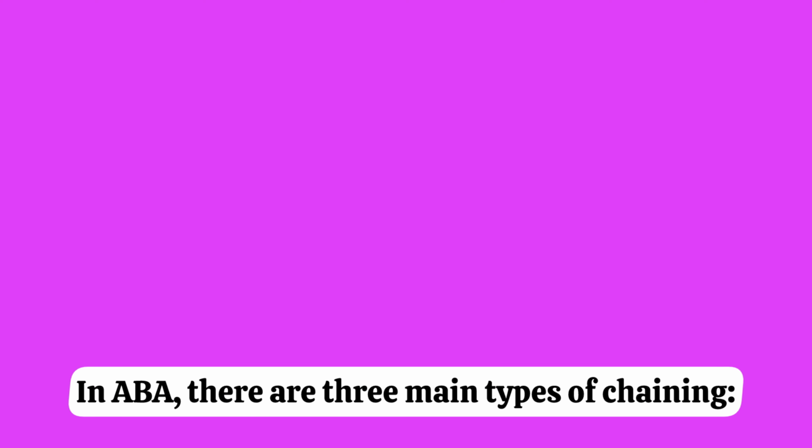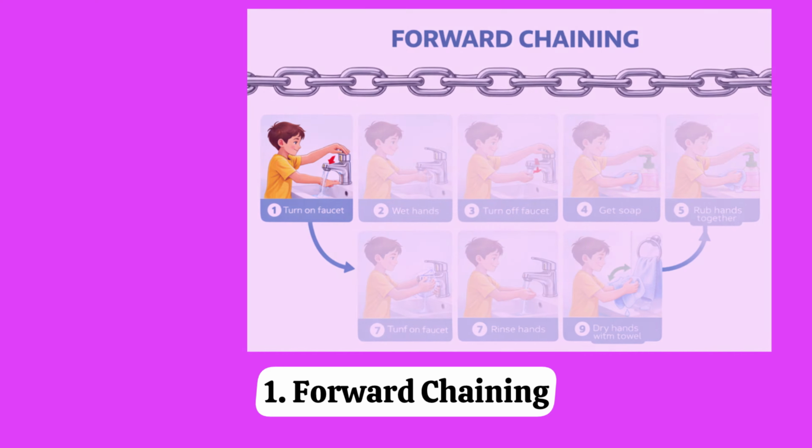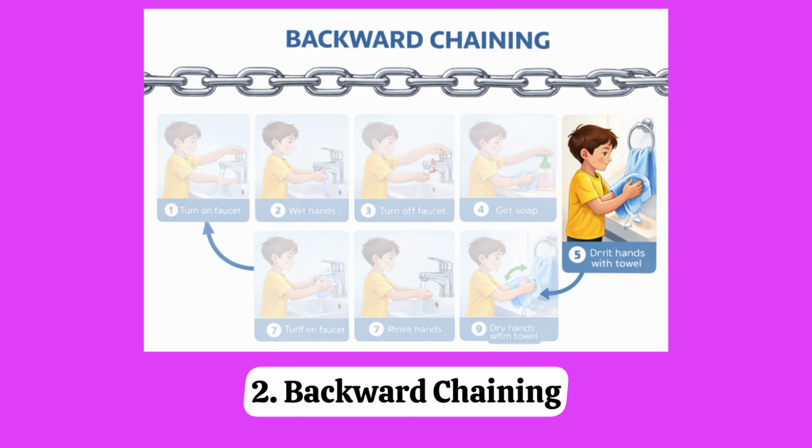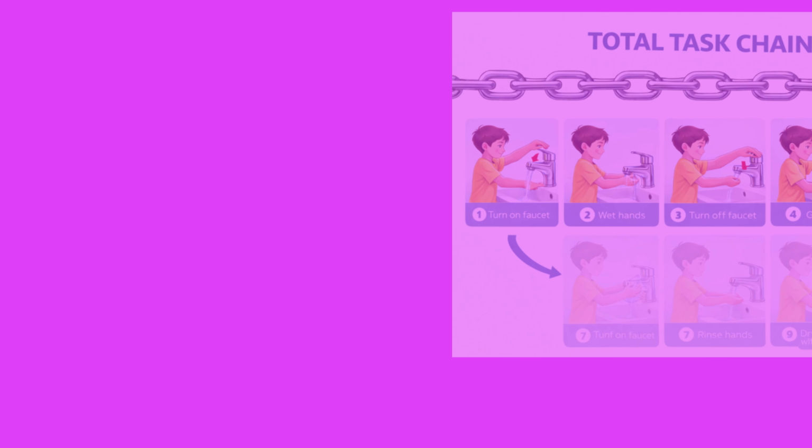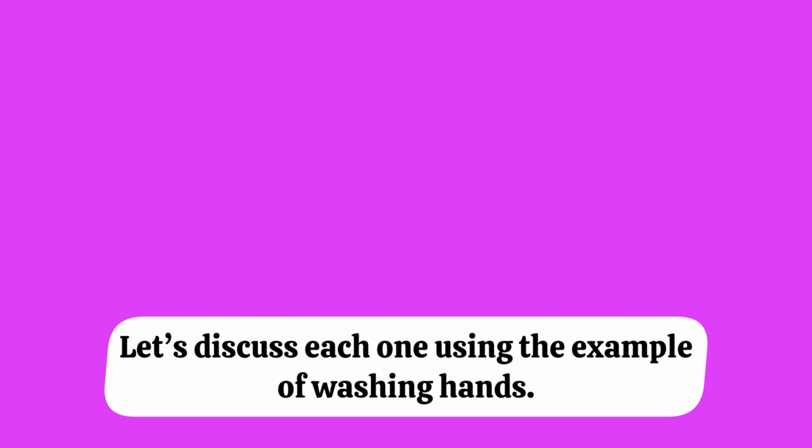In ABA, there are three main types of chaining. 1. Forward chaining. 2. Backward chaining. 3. Total task chaining. Let's discuss each one using the example of washing hands.